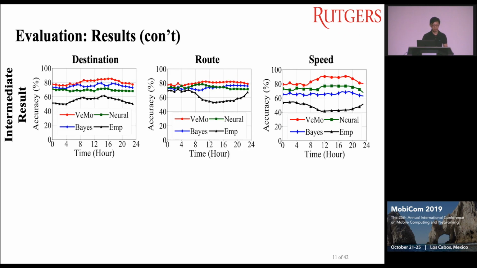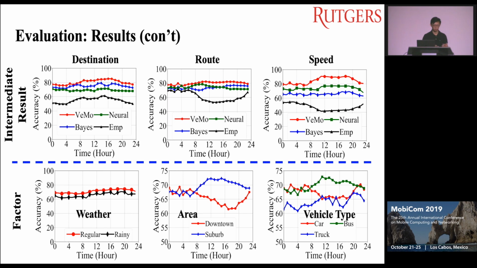We also did some other evaluation on some intermediate results, such as the destination, route and speed for each individual predictor, and also some impact factors like the weather, area, and vehicle type. And finally, I want to conclude my presentation with 3 takeaway messages.